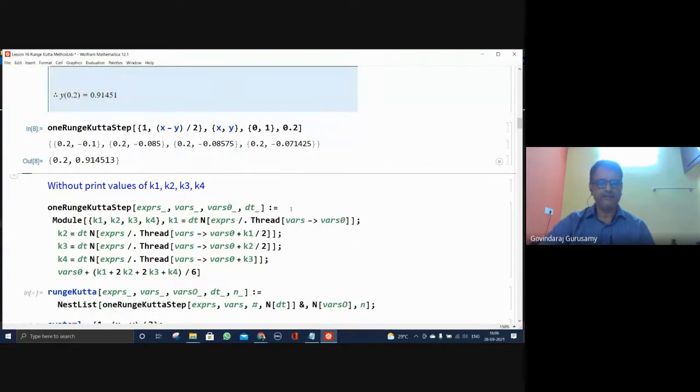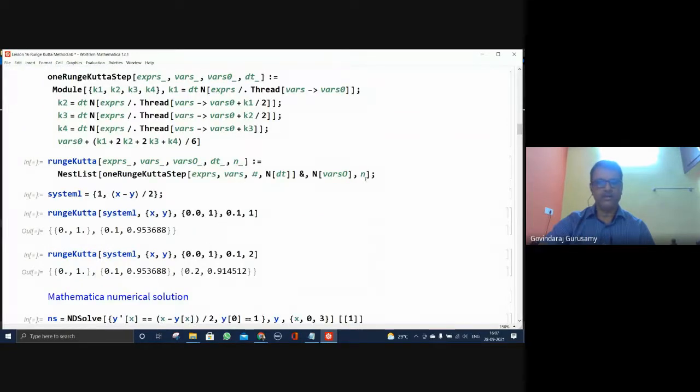Okay. Now here, without printing values of K1, K2, K3 for n equal to 2, which means 2 iterations, where we are writing Runge-Kutta for the system of equations, that same thing, x minus y by 2. That system will come here. This is your system, x by 0.1 to 1, 0.1. This is the first iteration, that's the number. This is the second of 2 iterations. I think there is something happening in between. We have to check it now. Because the previous output should be available for the current one. That's not happening, but the end result is happening. Anyway, we will check it now.